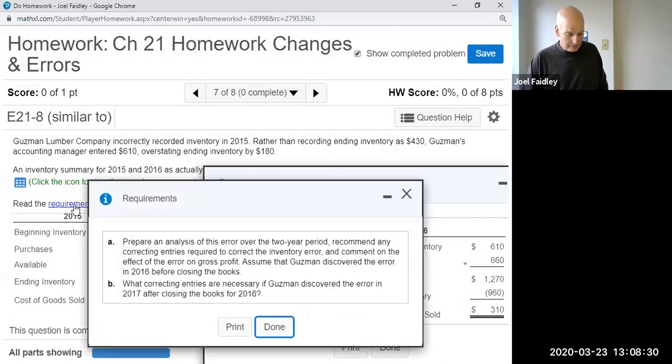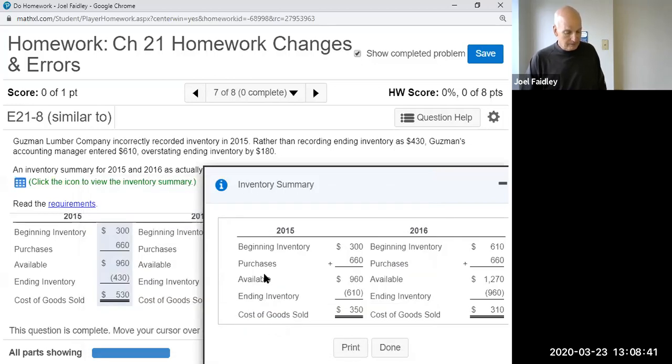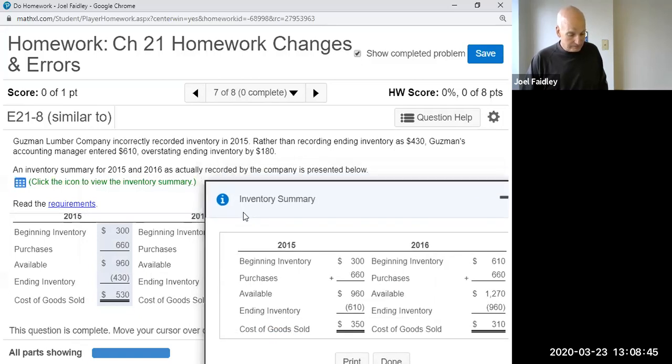So what's the requirements? Prepare an analysis of this inventory of the 2-year period, recommending correcting entries, and comment on the effect of the error on gross profit. What correcting entries are necessary? All right, so what does it say about the books being closed?